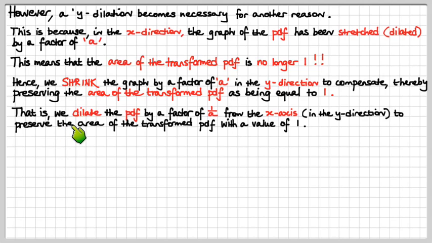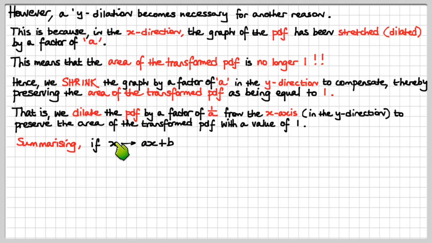So therefore, guys, we dilate the PDF by a factor of 1 over a. That's the way you say it, right? You don't say squash or compress. You say dilate the PDF by a factor of 1 over a from the x-axis, that is in the y direction, to preserve the area of the transformed PDF so that it has a value of 1. Now we're back in business again, all right? So let's go with what we were saying before.